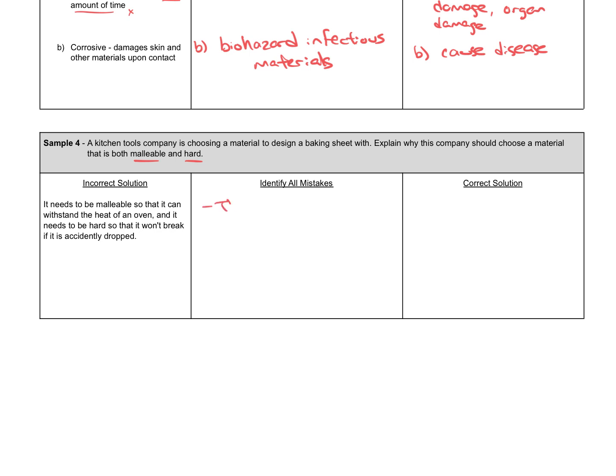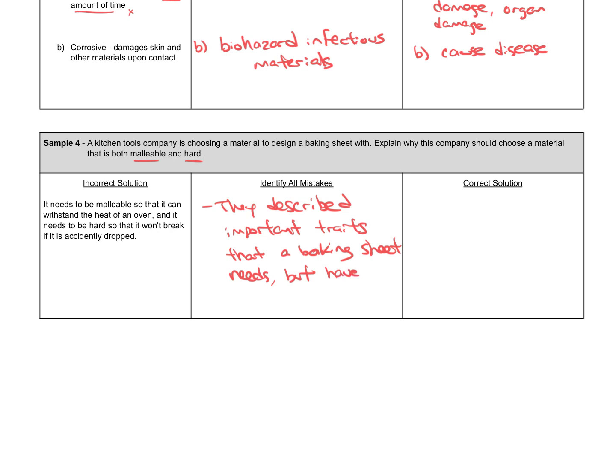Okay, so they described important traits that a baking sheet needs, but have the wrong definitions of malleability and hardness.